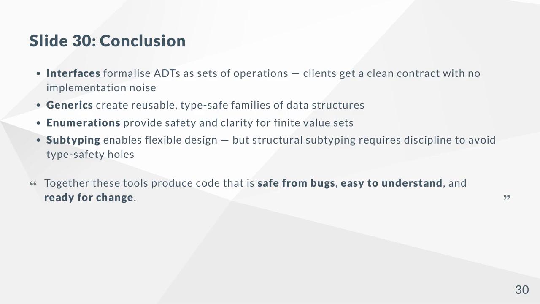To conclude, interfaces formalize ADTs as sets of operations, giving clients a clean contract with no implementation noise. Generics create reusable, type-safe families of data structures that work for any element type. Enumerations provide safety and clarity for finite value sets. And subtyping enables flexible design, but structural subtyping requires discipline to avoid type safety holes. Together, these tools produce code that is safe from bugs, easy to understand, and ready for change.